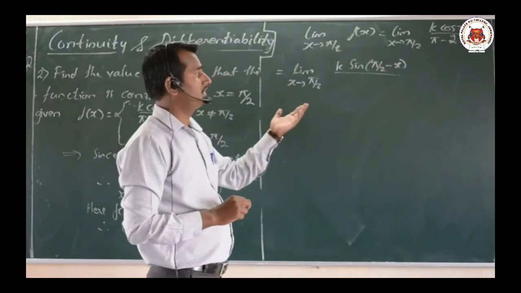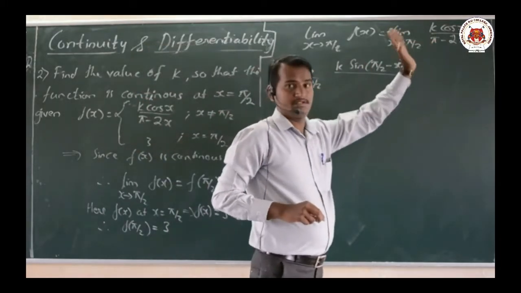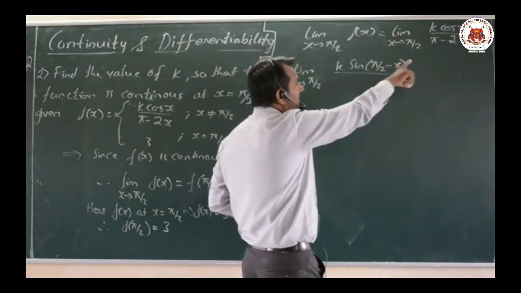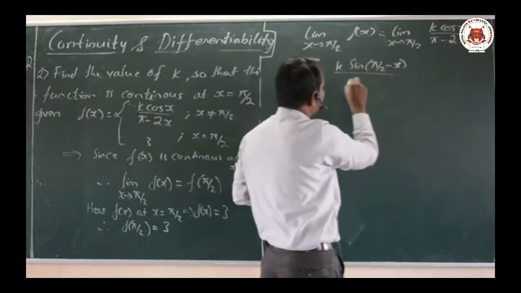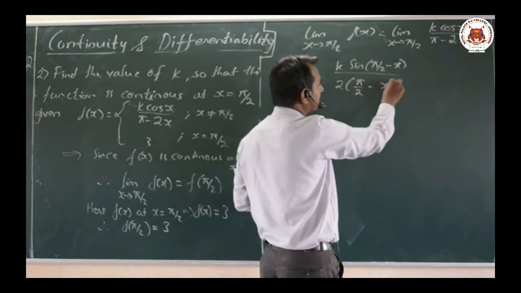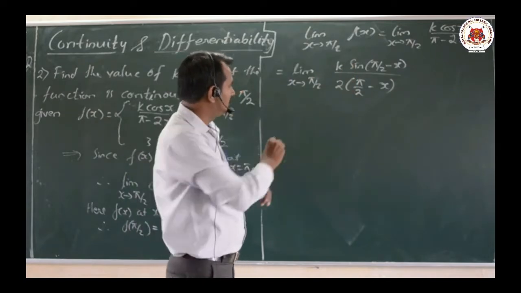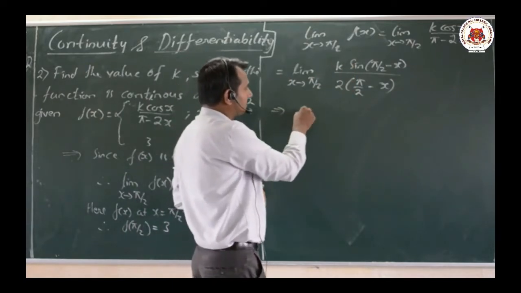First quadrant it is positive, and here pi by 2 minus x becomes cos x. Similarly, from the denominator pi minus 2x, if I take 2 common, what do I get here? Pi by 2 minus x. Now from the upper and lower limit I can take out the value, that is k by 2, outside.